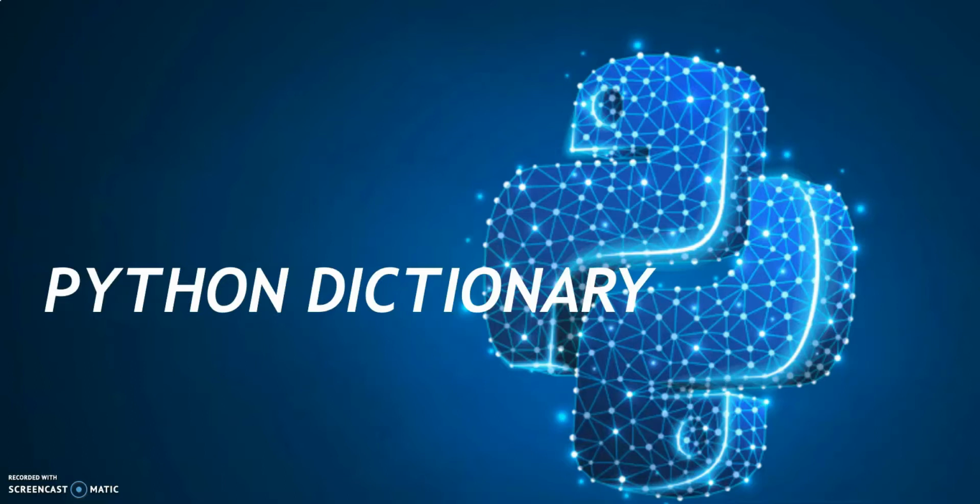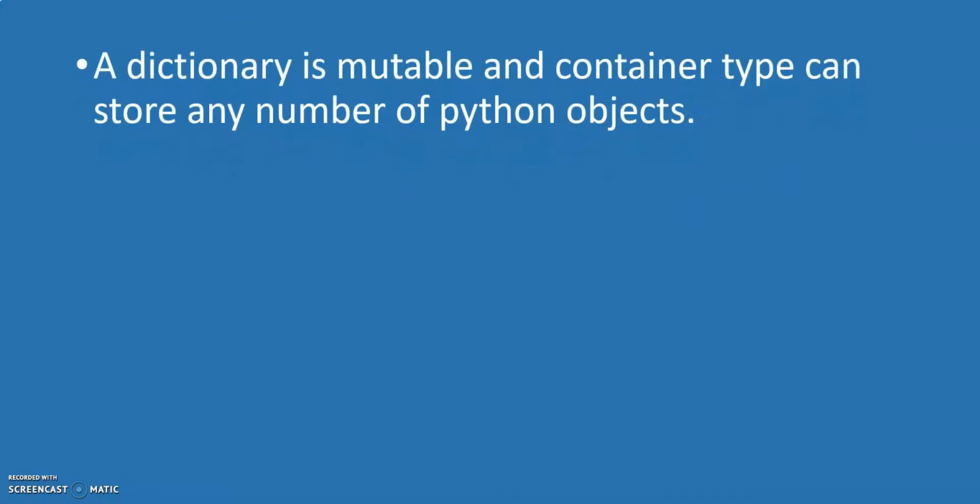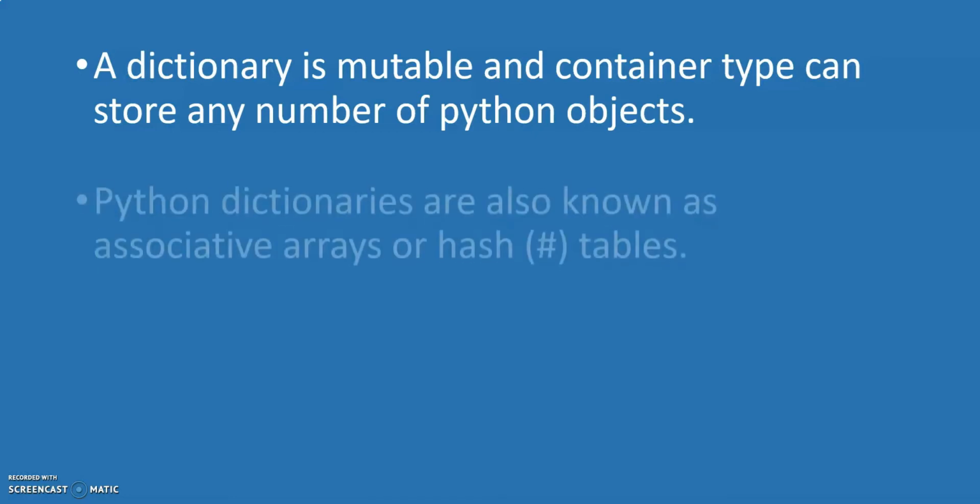So, to make this efficient, we use a dictionary. Within a dictionary, we can connect a value to another value to represent the relationship between them throughout the code. Let's see some concepts of dictionary. First, a dictionary is mutable and a container type that can store any number of Python objects. That means we can change the elements in a dictionary and we can store any number of items in a dictionary.